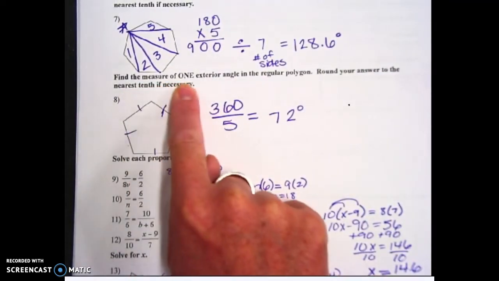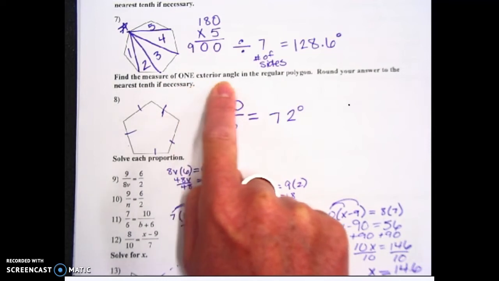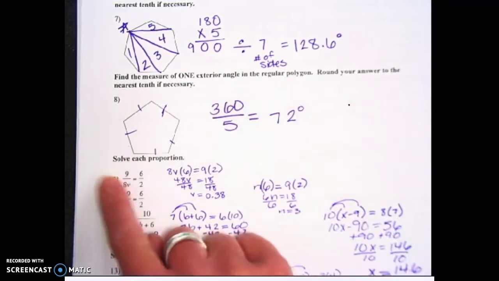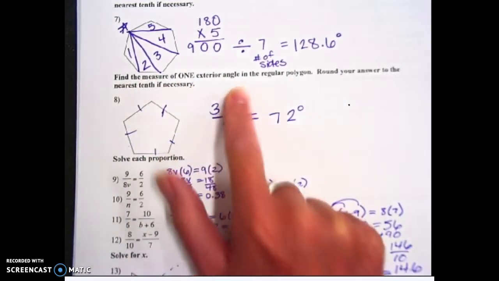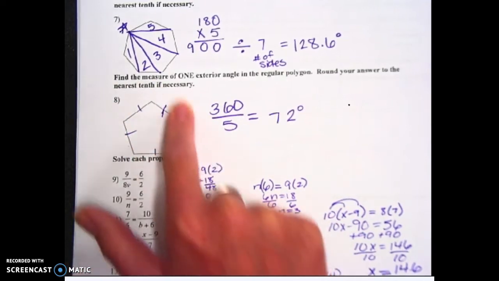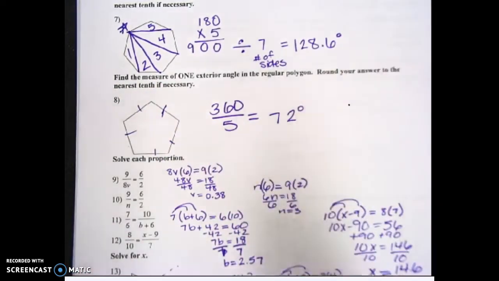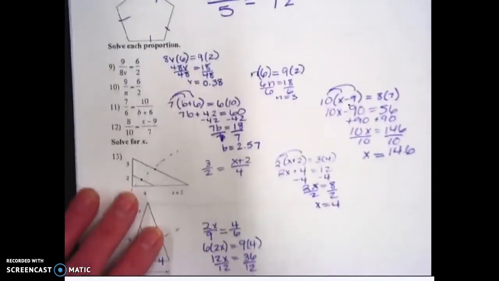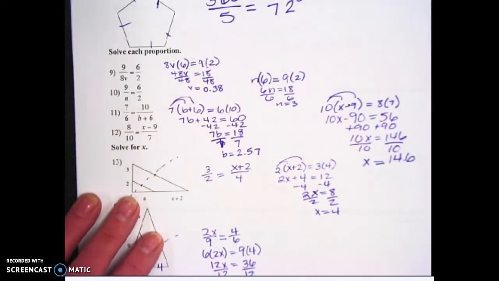Number 8 is asking for the measure of one exterior angle. So total is 360. So you take the 360 divided by the number of sides, which is 5, and you get 72. Numbers 9 through 12 are all proportions, so you're going to do the cross product and solve.